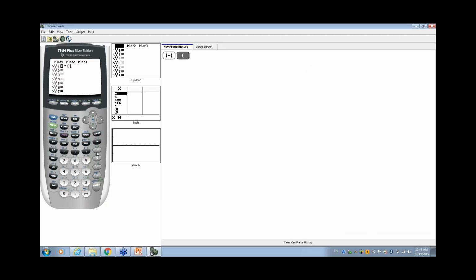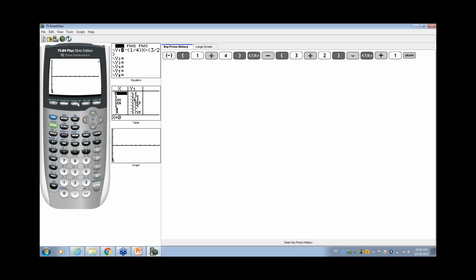So that's my system. So I have 1 divided by 4, times x, minus, again in parentheses, 2, okay? And then I press down so I can write down my other equation, my other function, if you will, x plus 1, okay? And then you just hit graph. Oh, hold on, I need to change my window. Okay, there you go.